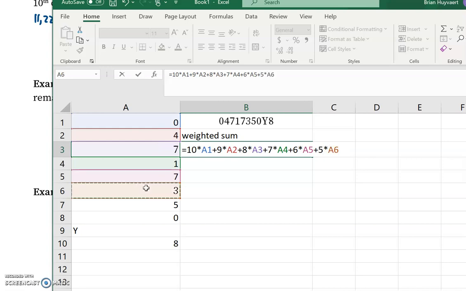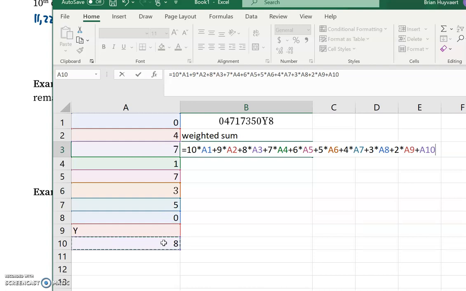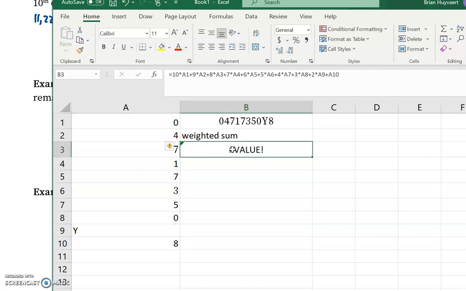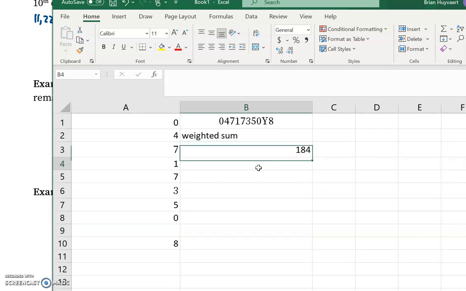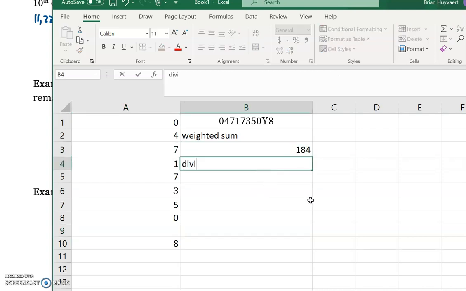Okay, 5 times this one, 4 times this one, 3 times this one, and I'm going to say 2 times this one, even though it's going to give me an error, because 2 times y doesn't make much sense. Plus just our last one. You don't have to say 1 times that. If I hit enter, it's going to say that's not a great value. All right, I'm going to remove y. I'll just delete it, and Excel's going to say, oh, I assume that's a 0. So it's going to say, right now your weighted sum is this.